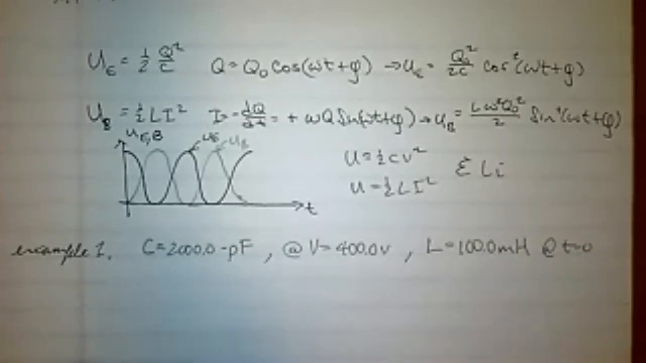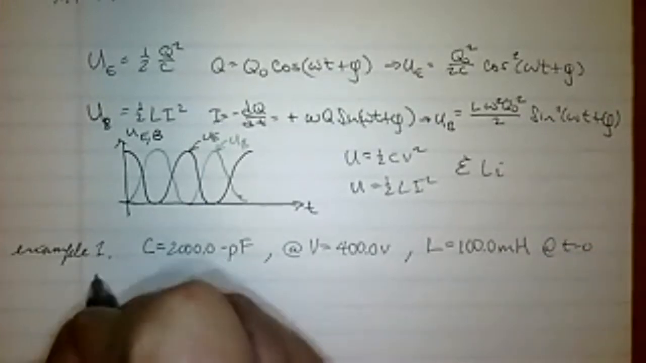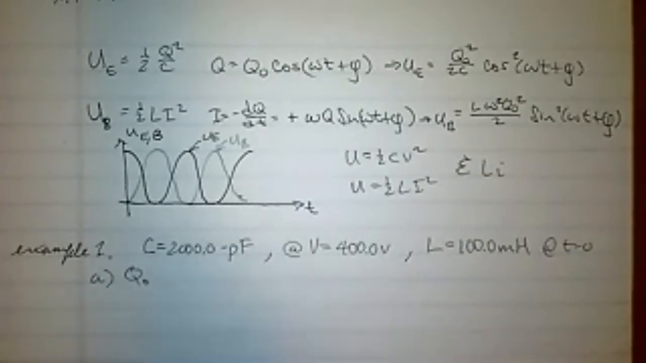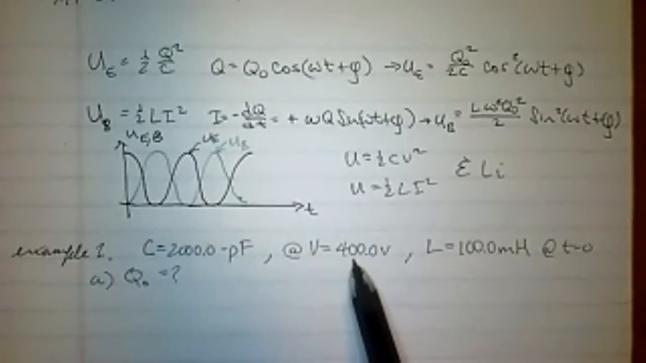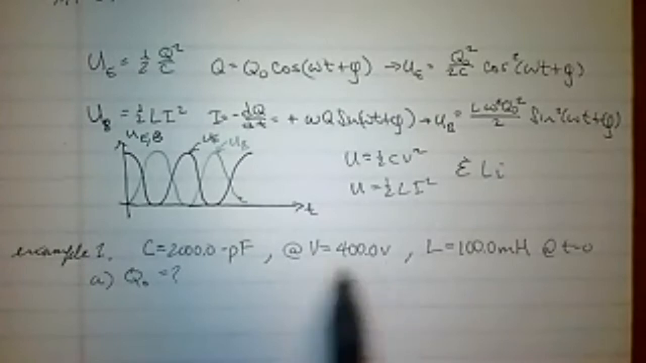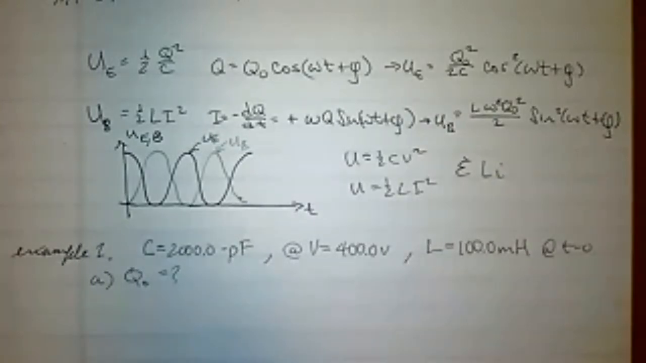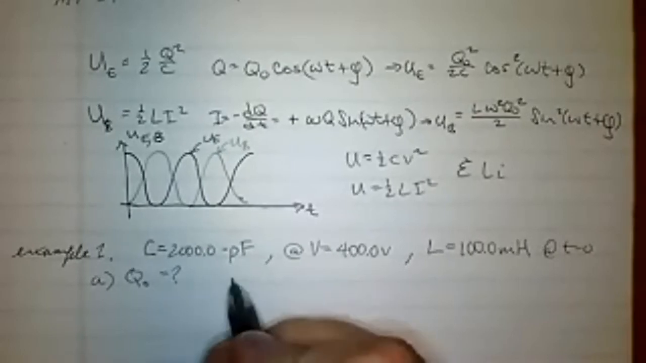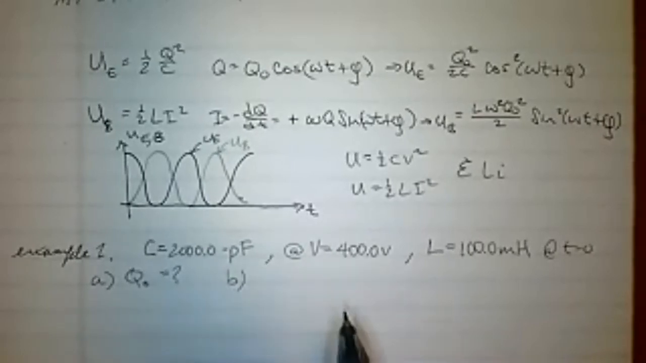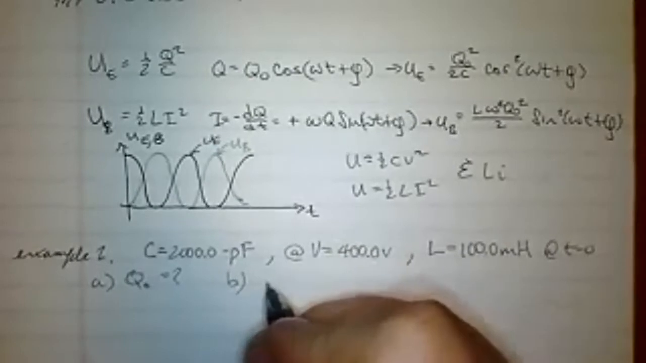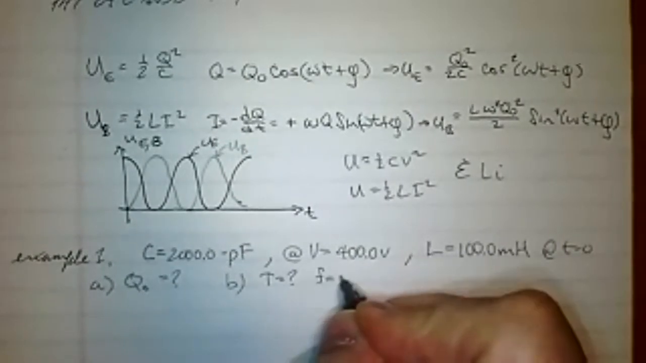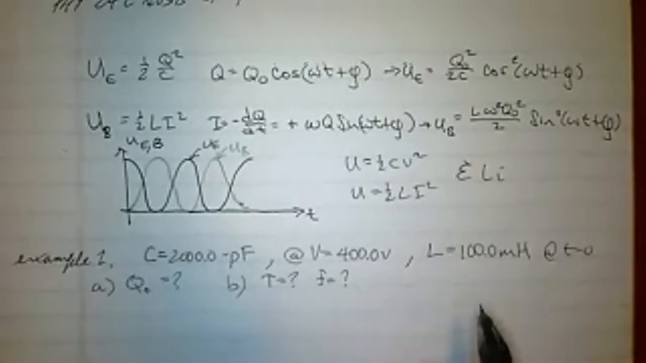Now, what I want to find out is what is the initial charge of the capacitor? In other words, when I take this capacitor and connect it with that 400 volt DC power source, what charge is the capacitor going to get? So that's a pretty straightforward problem. Then part B, I'm going to ask you for the period and the frequency. So I'm going to say T equals question mark and F equals question mark for the oscillating circuit.